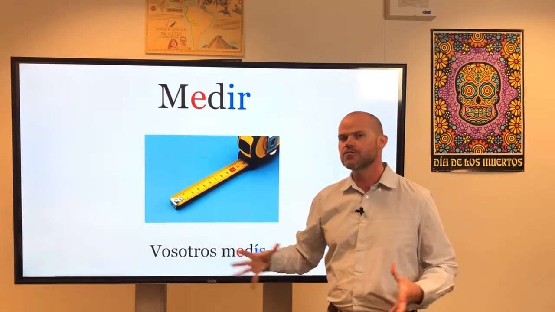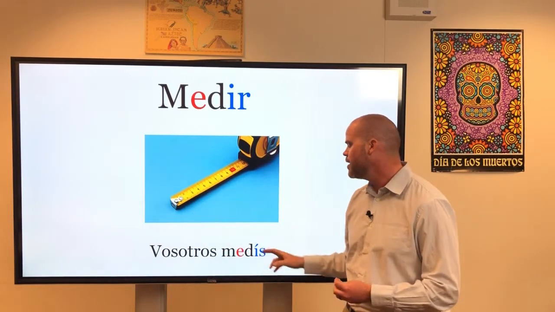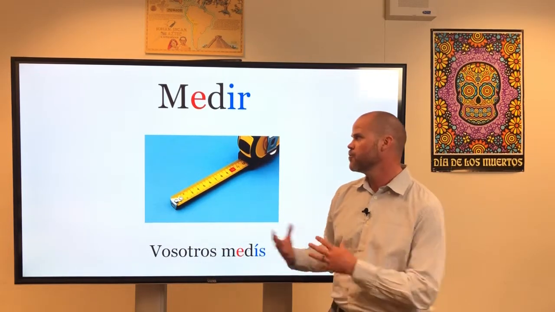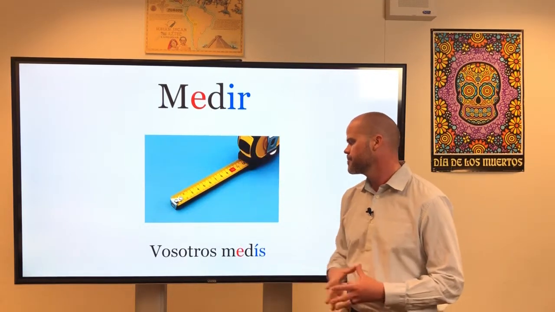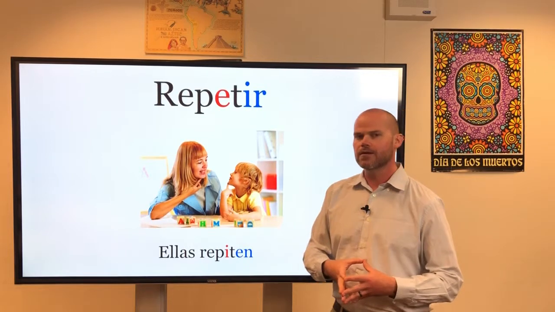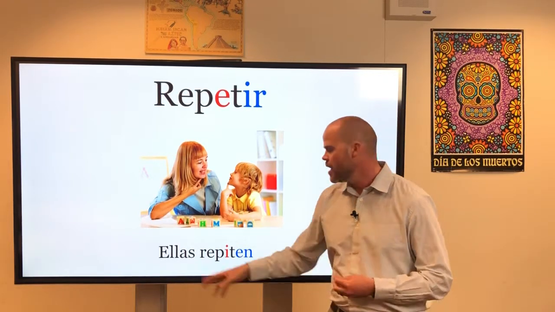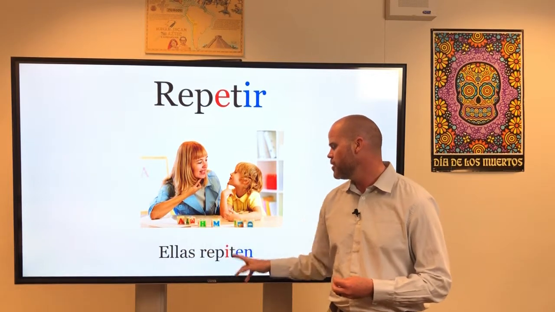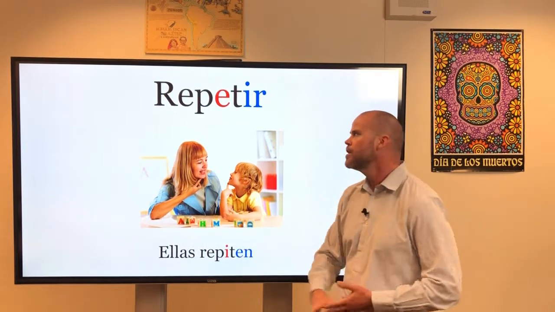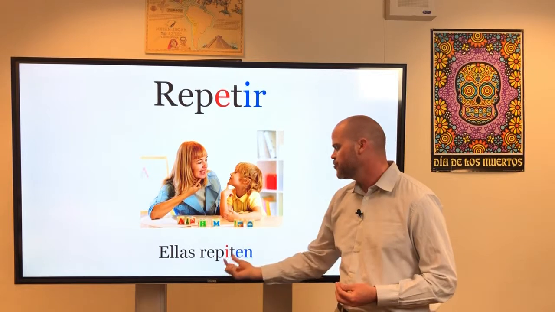Medir, medir means to measure. Vosotros medís would be you all measure. Again, vosotros is the other one that's outside of the boot, so the E is not changing. Repetir, repetir, that means to repeat. Ellas repiten would be they repeat. And now we're back inside the boot, so the E is changing to an I again.